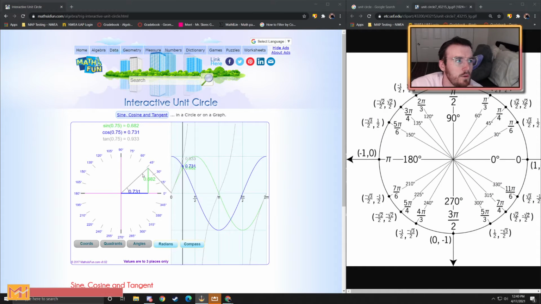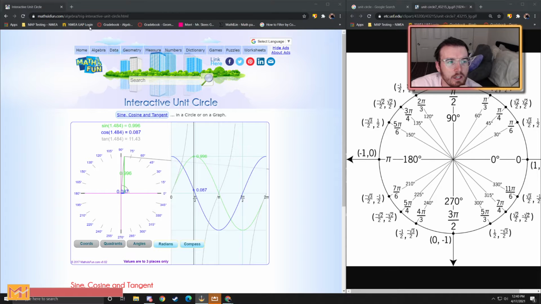There's this really cool interactive tool, I can give you this link, or maybe I'll post it on Canvas, so you can see the graph. The blue is cosine and the green is sine. So I've got the unit circle pulled up over here as well. We know that sine of 30 is a half, and sine of 45 is root 2 over 2.